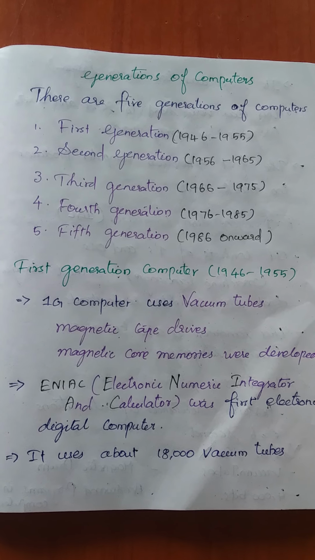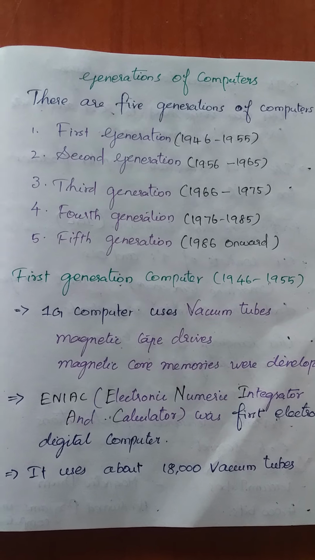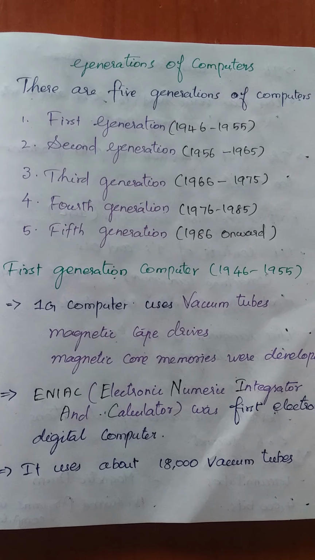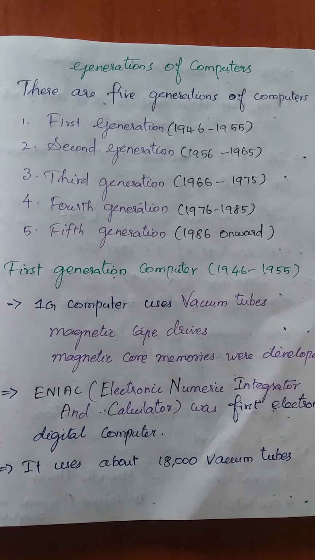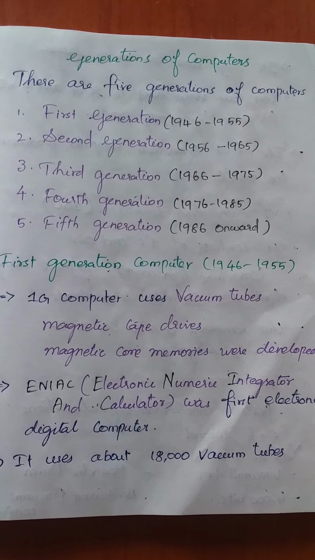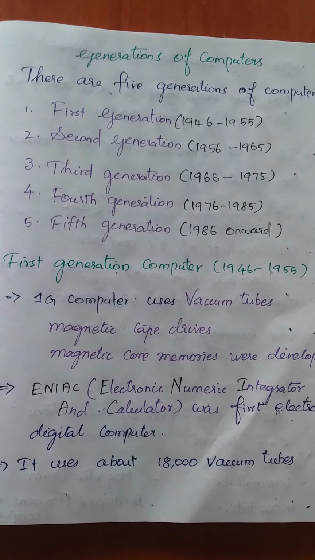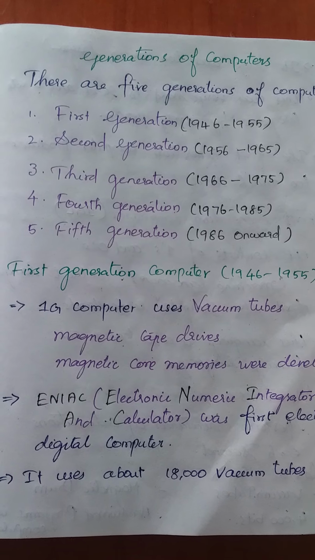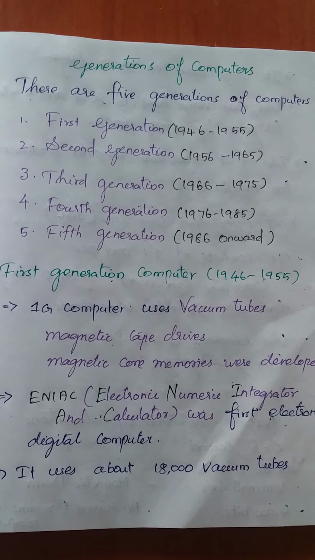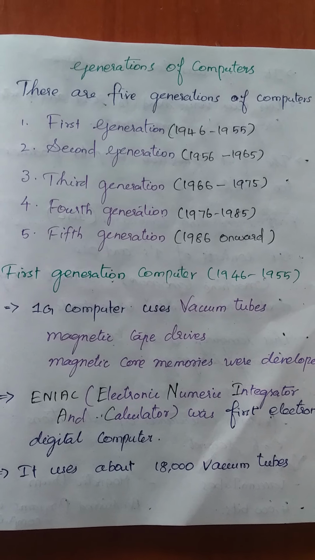Second generation was introduced in 1956 to 65. Third generation computers came into use during the period of 1966 to 1975. Fourth generation computers came into use in 1976 to 1985, and from 1986 onwards the fifth generation computers are in use. We are going to discuss in detail the features of every generation of computers.